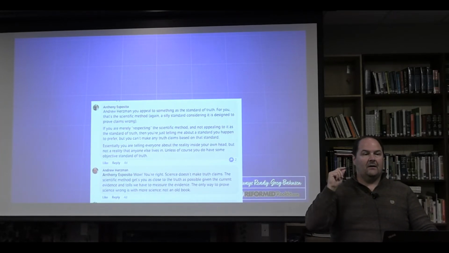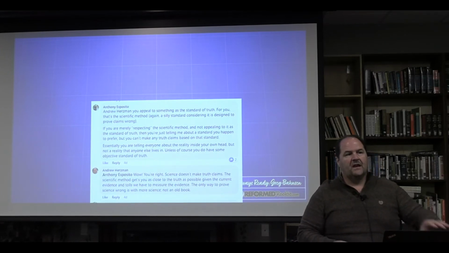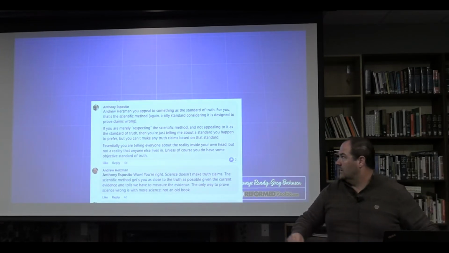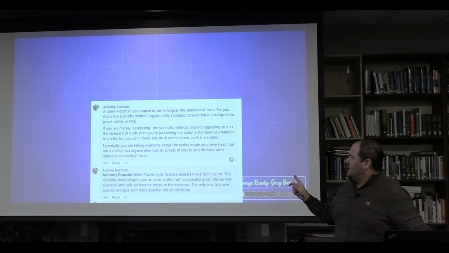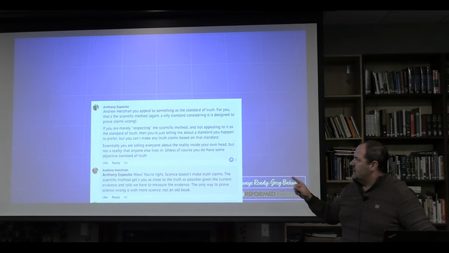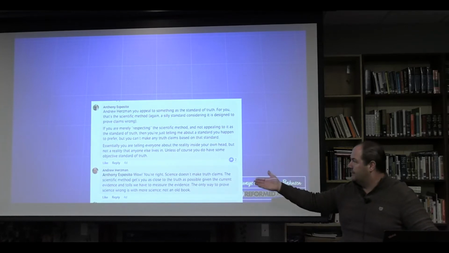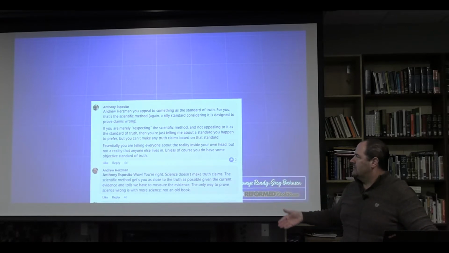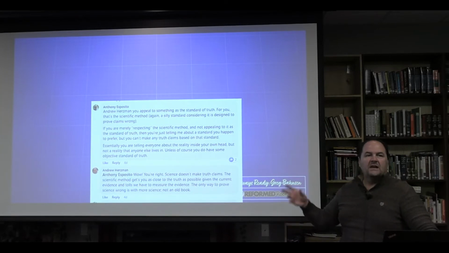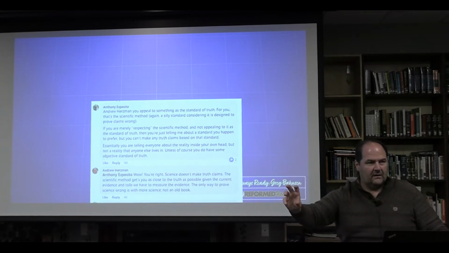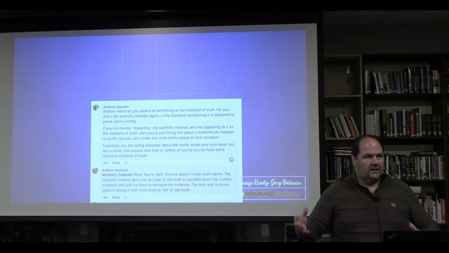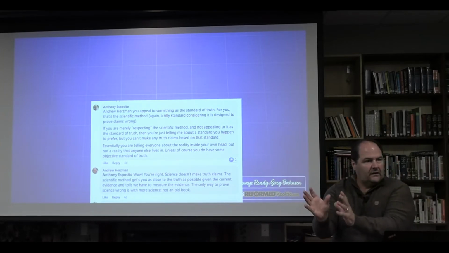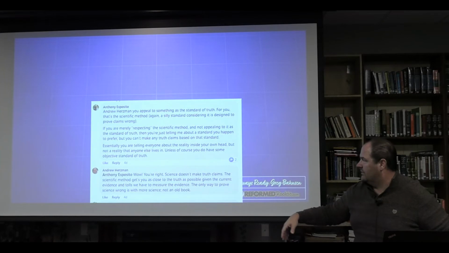Science is not about figuring out what's true. It figures out what works and what doesn't work. If you are merely respecting the scientific method and not appealing to it as a standard of truth, then you're just telling me about a standard you happen to prefer, but you can't make any true claims based on that standard. He's showing him that his choice of the scientific method is arbitrary. Why doesn't he pick a different standard? He's picking the scientific method because he thinks this is the method that's going to give him truth.